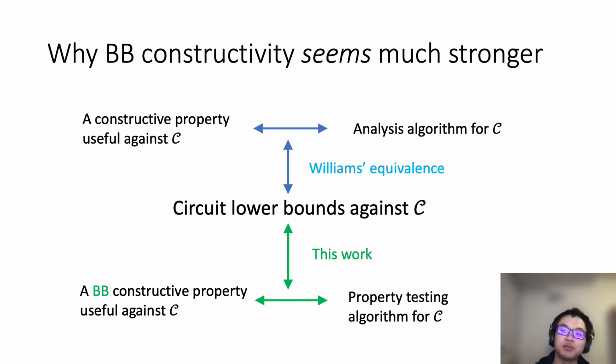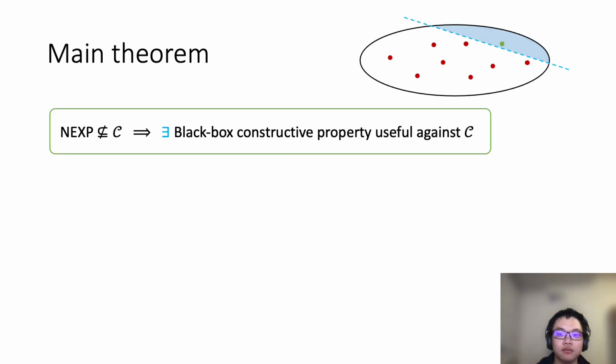Okay, it at least surprises us at first, that this black box constructive property, and also this certain form of property testing algorithm, is also equivalent to circuit lower bounds. So all these are all equivalent. And our intuition that black box constructivity is much stronger should be wrong. They are actually equivalent. Okay, so here is the formal theorem.